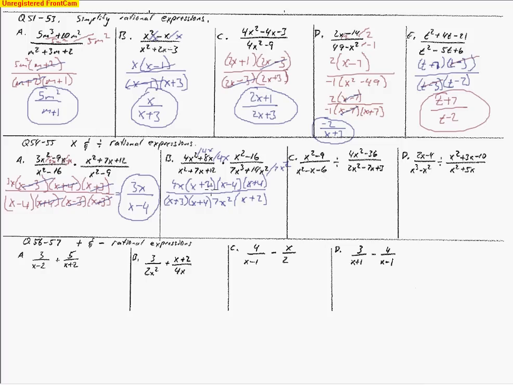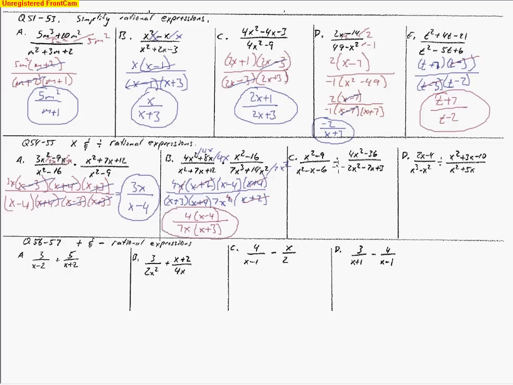So I end up seeing the x plus 2's will cancel. I see an x plus 4 canceling, and I see this x up top will cancel out just one of the x's down below. And so that's how I'm getting this 4, and then times an x minus 4 on top. Down below, I've got a 7x, and I also have the x plus 3. So that would be our answer.